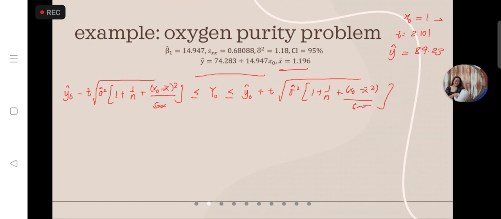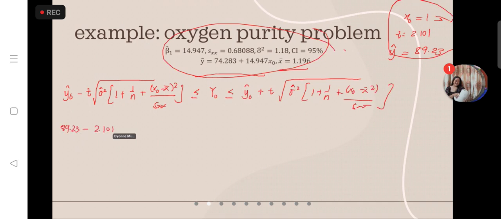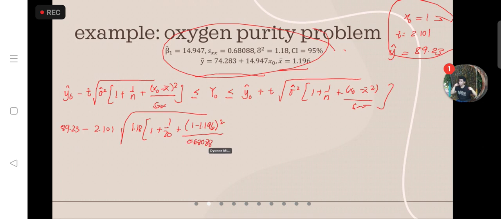So plugging in our values, given this one and this one. So our y is 89.23 minus 2.101 times the square root of 1.18 times 1 plus 1 over 20 plus x sub 0 is 1 minus 1.196 squared over 0.68088, less than or equal to y, less than or equal to 89.23. I did it. Sorry.